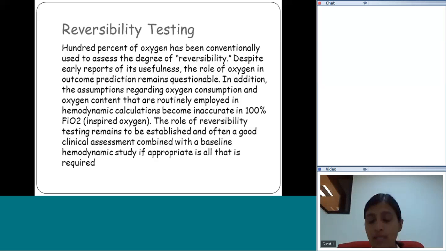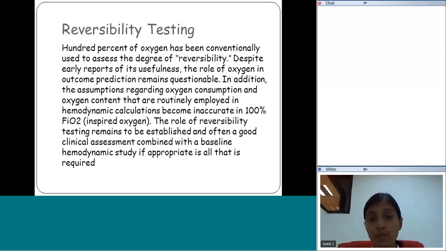But I think a clear link between reversibility testing and outcomes, in isolation, has not been established. So we have to remember that. The other thing, of course, is nitric. Once again, data on the relationship between response to nitric and long-term outcomes is not available.